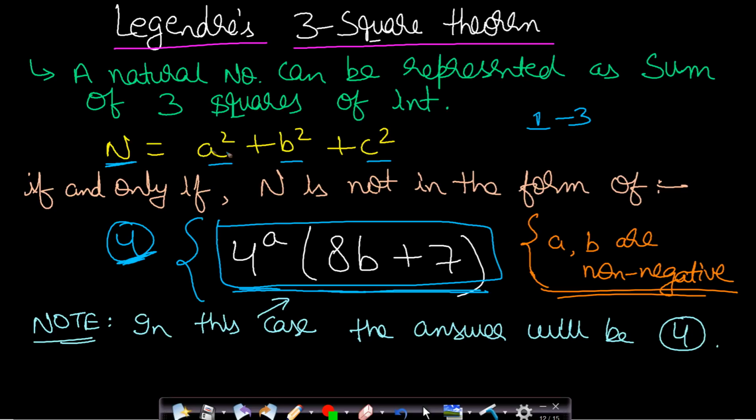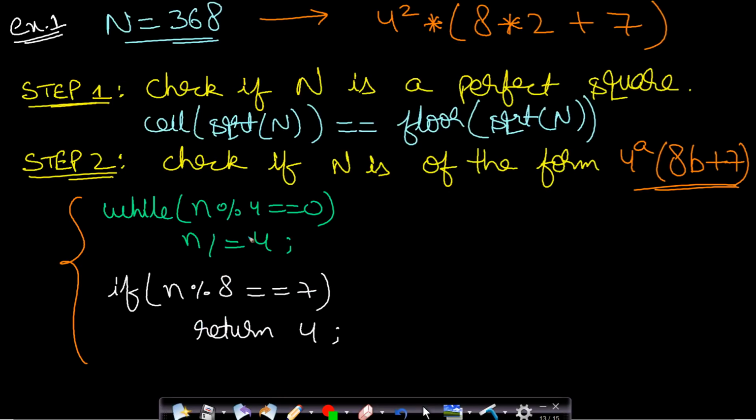Now let us see how we use this Legendre's 3 square theorem in order to solve our problem. So let us assume that your n value is equal to 368. Now what we will do, I have already explained that first you will check if it is a perfect square. If it is a perfect square, then simply you will return 1. So if ceil of square root of n is equal to floor of square root of n, then you will return 1. Okay. So if it is not a perfect square, then the case for this 1 value is gone now.